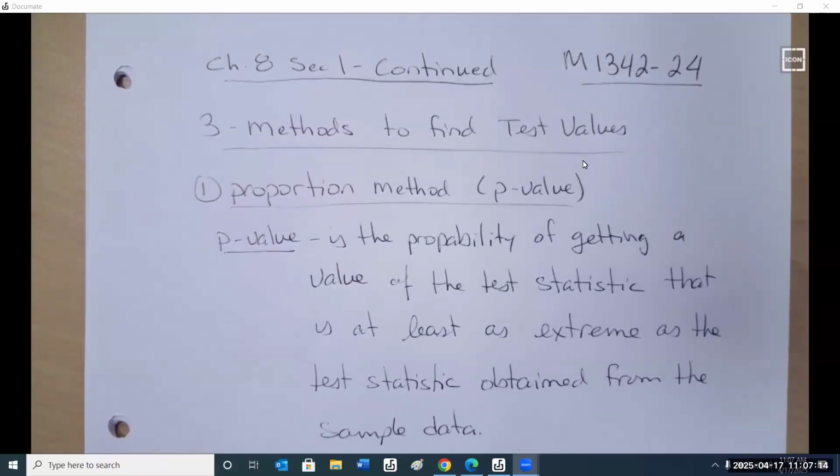All right. We left off here last time. Methods of finding test values. What is a test value? Why do they call it a test value?